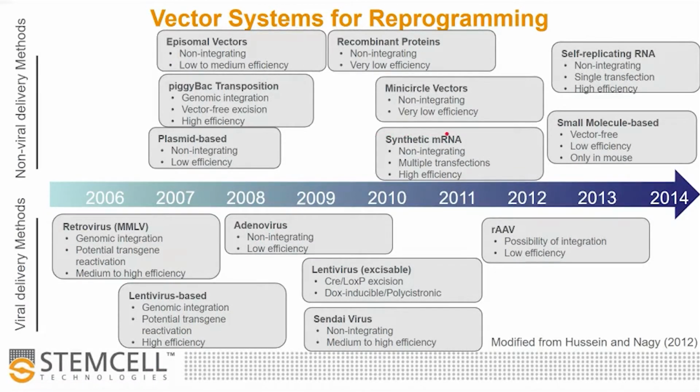And primarily now, a lot of people who are interested in reprogramming use things like synthetic mRNA, which is non-integrating and has high efficiency. And more so, people are moving towards things like self-replicating RNA, which is non-integrating, only requires a single transfection and has relatively high efficiency. And this is the example that we're going to use today when we speak about ReproRNA, our technology.